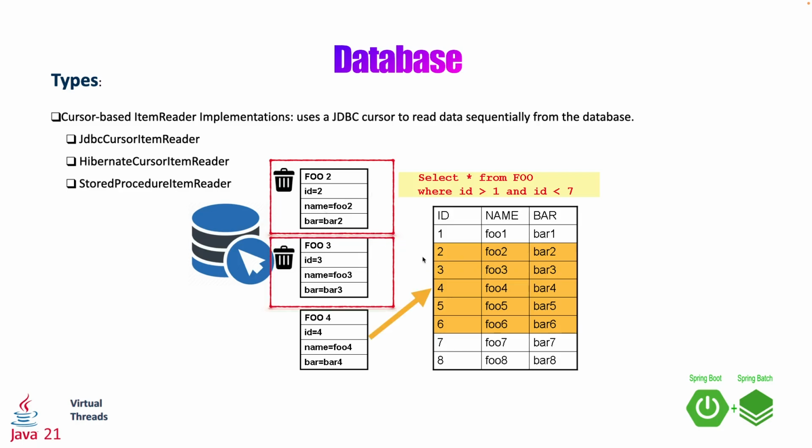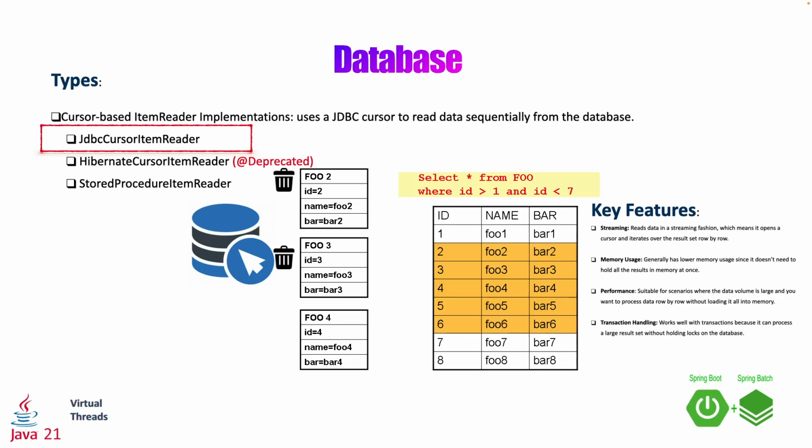We are going to do it for each row. Every time we call next, we point our cursor to the next row, and of course, the previous object is allowed to be collected by the garbage collector.